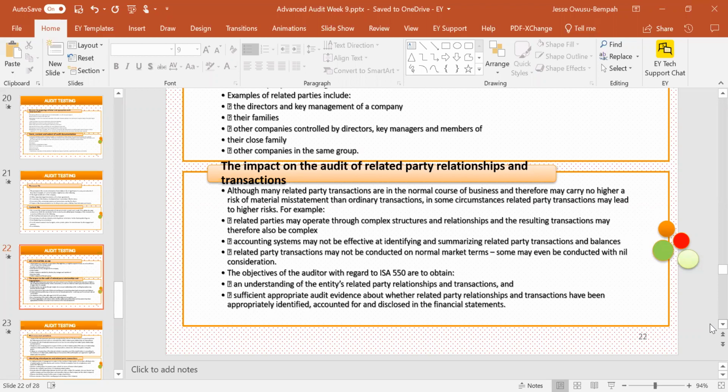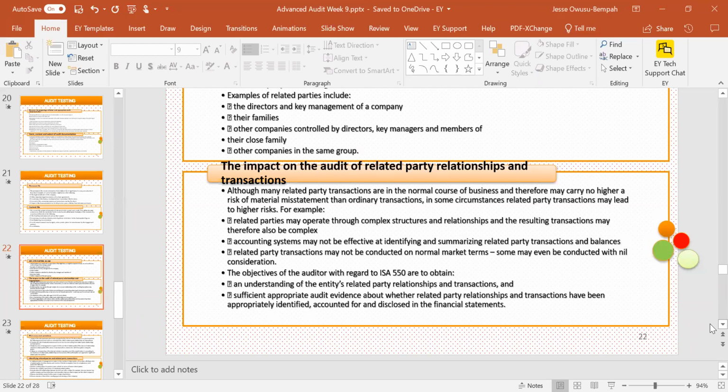When related parties operate through complex structures and relationships, it may raise some risk. When there are no effective accounting systems that support related party transactions and balances, there's also a risk there. When related party transactions are not conducted on normal market terms, it could also raise some form of risk.